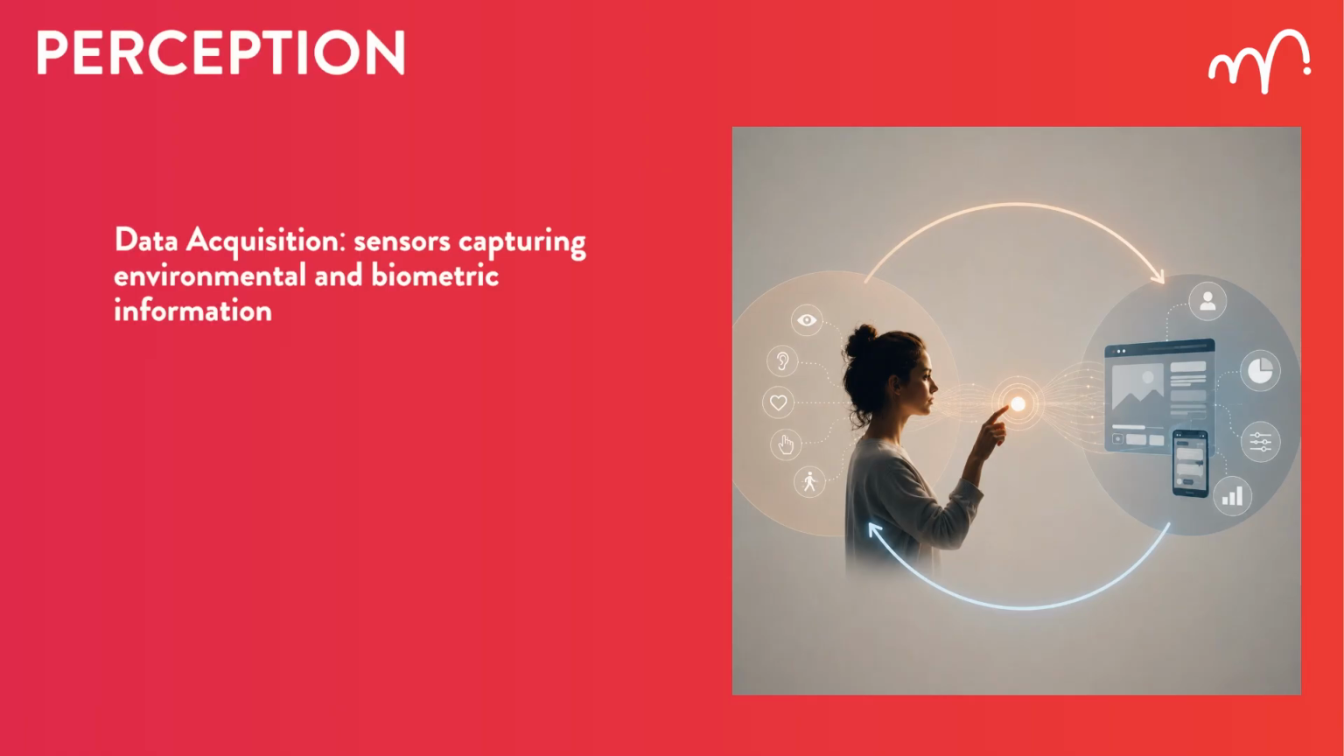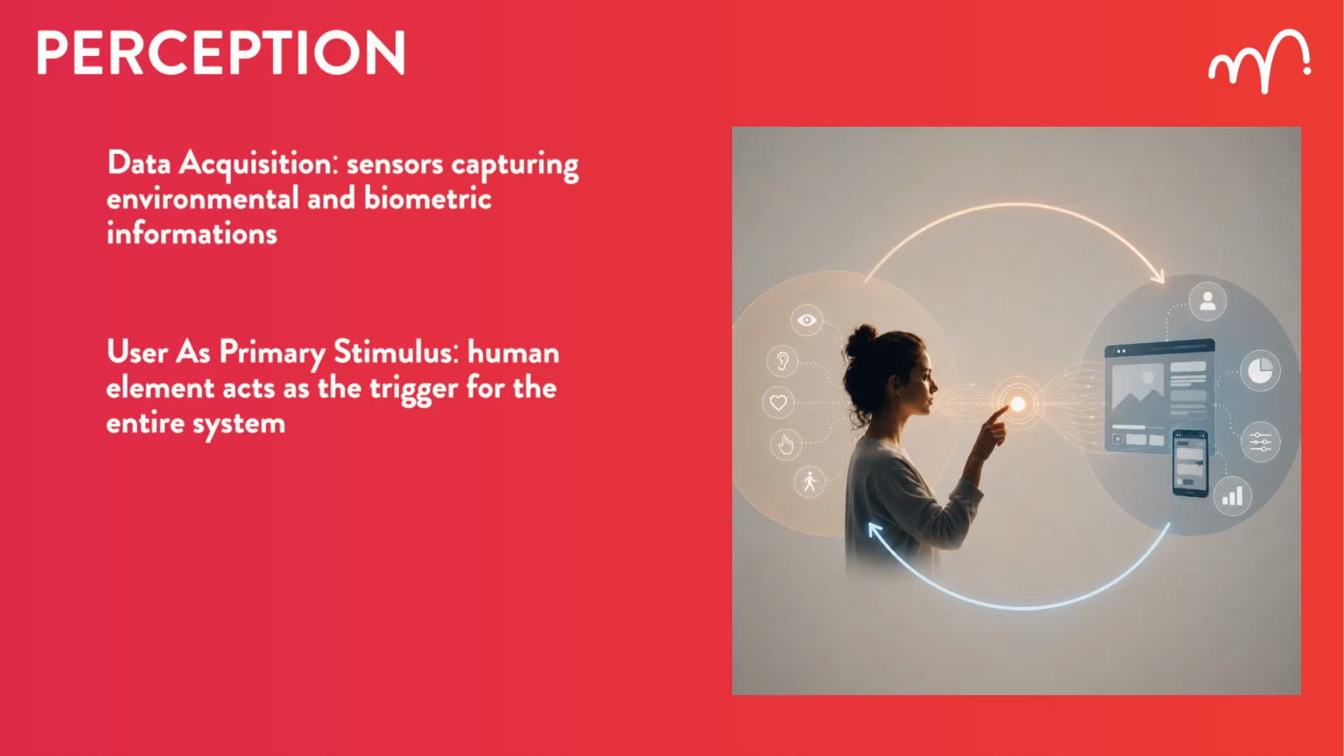Let's analyze the first point of contact, the input layer or perception level. Here, the systems gather sensory and biometric data from both the users and the surroundings. In this framework, the user is far from being a passive observer, like a spectator in a traditional cinema. On the contrary, the user is the primary stimulus, the very engine that triggers the artwork.